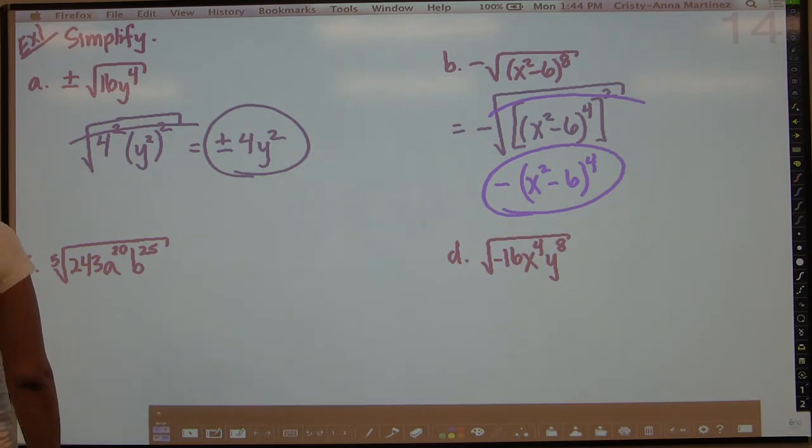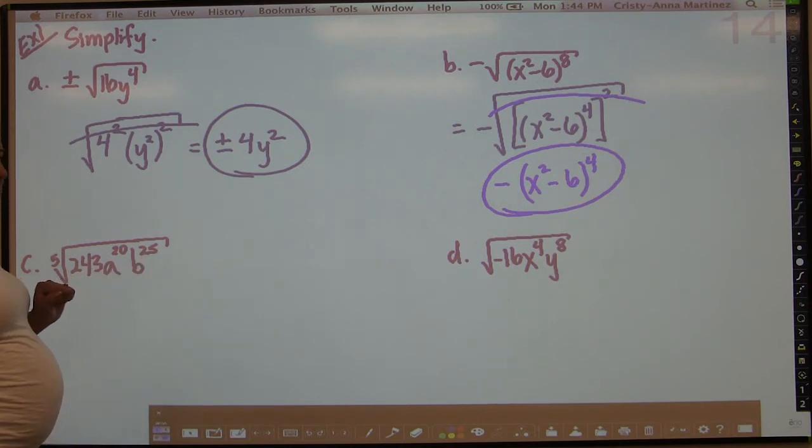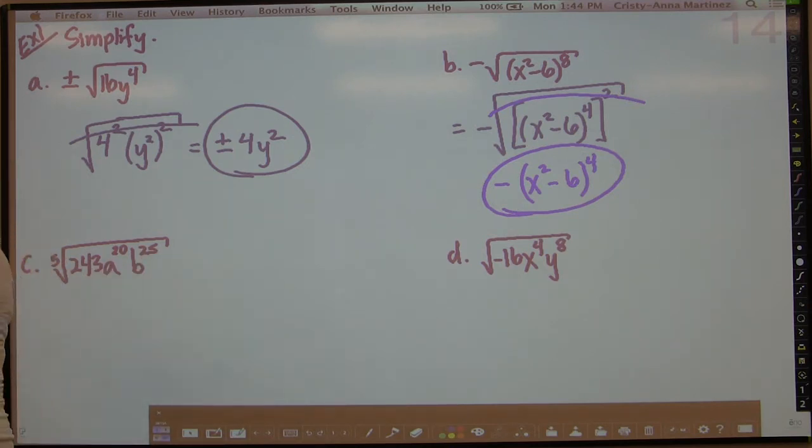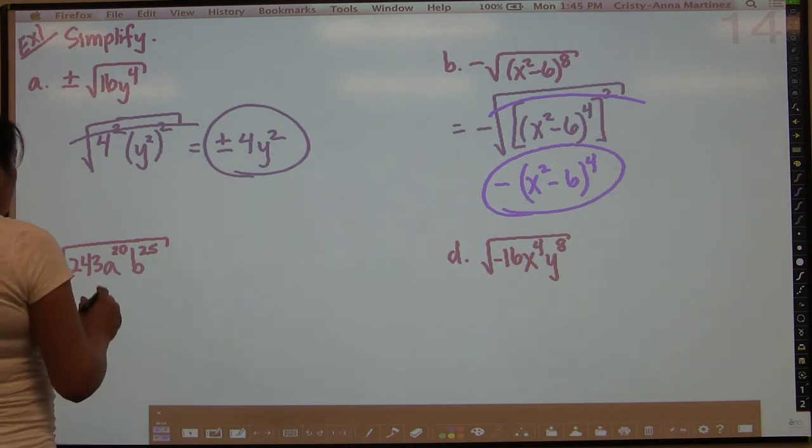All right, so now we're going to try one that's a little different, because now instead of squares we have to the 5th power. So now what we want to do is rewrite everything in terms of 5s. Okay, so the first thing we want to do is 243, and I believe that that's a 3, but I'm going to confirm that. 3 to the 5th power is in fact 243.